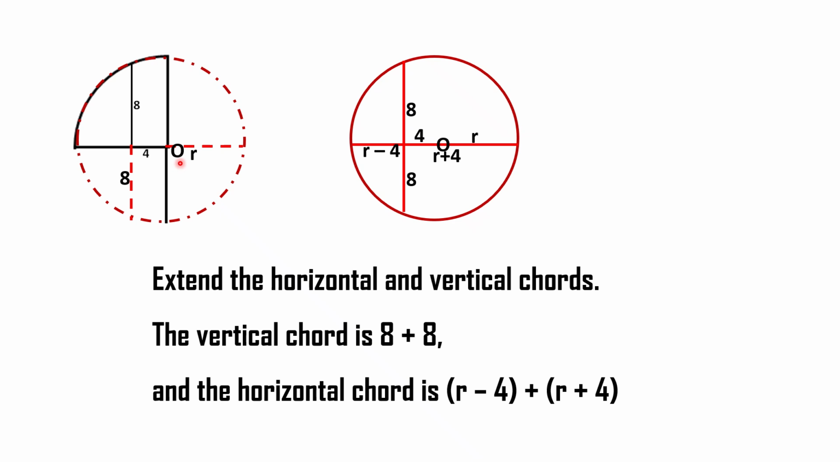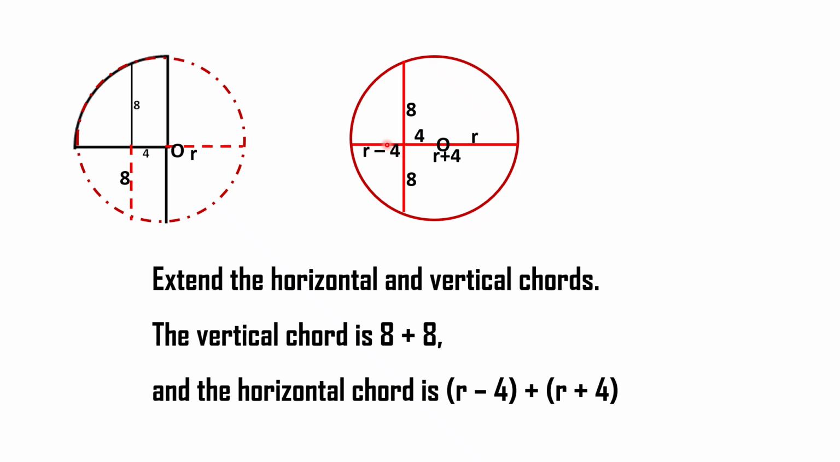Now, from center O, this part is 4 units. So the total is the radius r. So this part will be r minus 4 and this part will be r plus 4. From O to the circumference, it is r. So the longer length of the horizontal chord will be r plus 4 and the shorter length of the chord will be r minus 4.